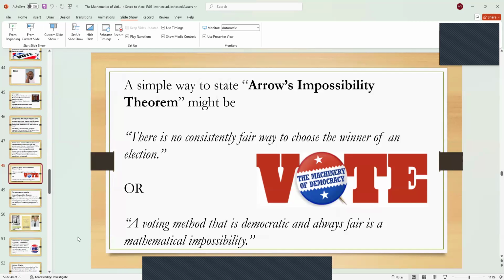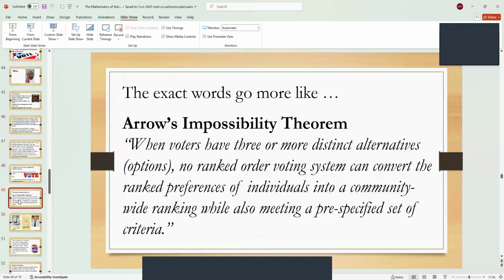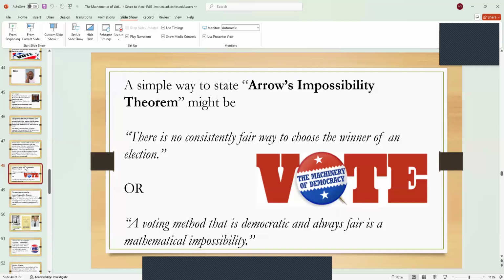But again, it all comes down to what's the method that is being used to determine the winner. And there is no perfect method. It doesn't exist. It's impossible for a perfect method to exist. That's what Kenneth Arrow said. That's what Arrow's impossibility theorem says. Impossible for a perfect method to exist. One that's always fair.